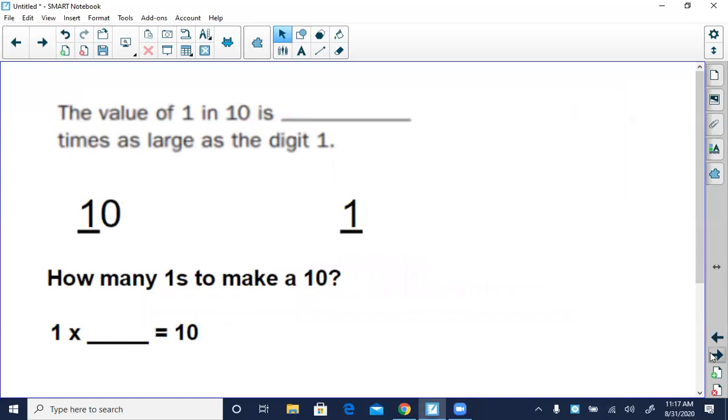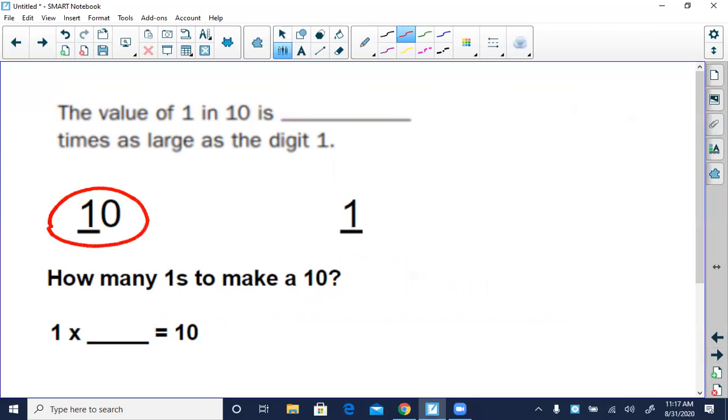The value of 1 in 10 is 10 times as large as the digit 1. And you read that and you're like, what the heck are you talking about? It's confusing. So let's break it down into its pieces. All right. So the value of 1 in 10, we're not looking at the 10 specifically. We're saying this 1, that 1, the 1 in the tens place. Well, it is a 10 if it's in the tens place, right? How much bigger is that compared to a 1 here?